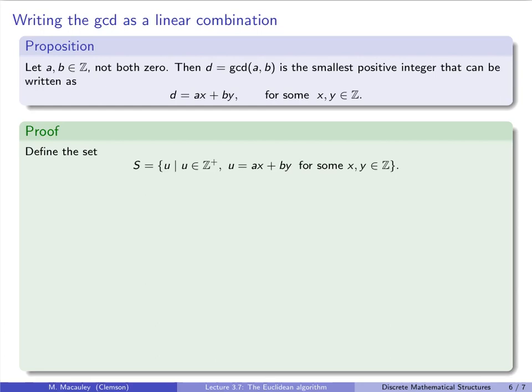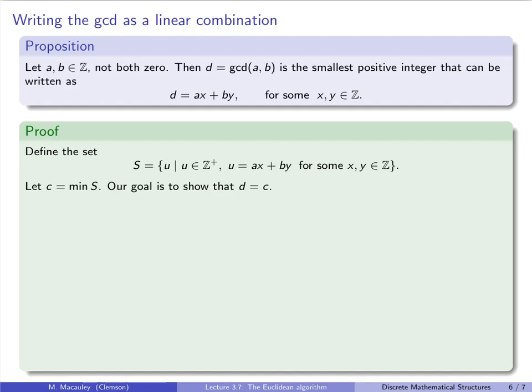To prove it, let's first define the set S consisting of all numbers that can be written like this, ax plus by. So formally it's a set of all u, where u is a positive integer, and u is ax plus by for some integers x and y. And we'll let c be the smallest number in this set.